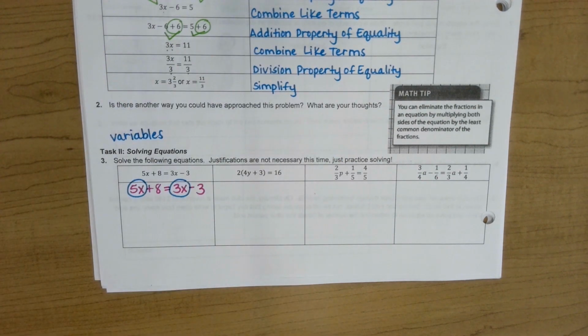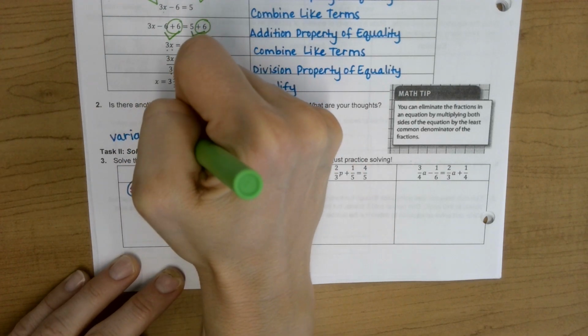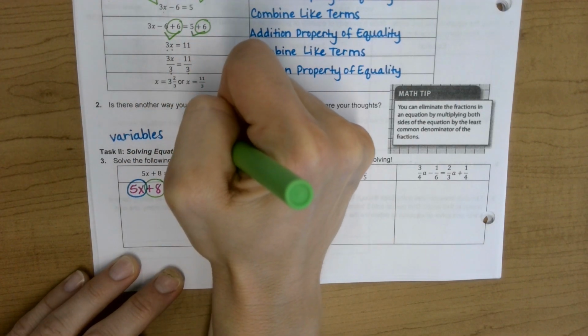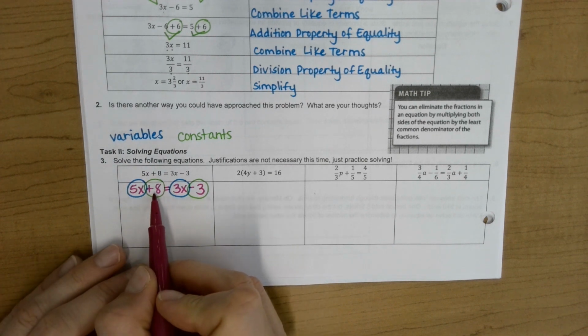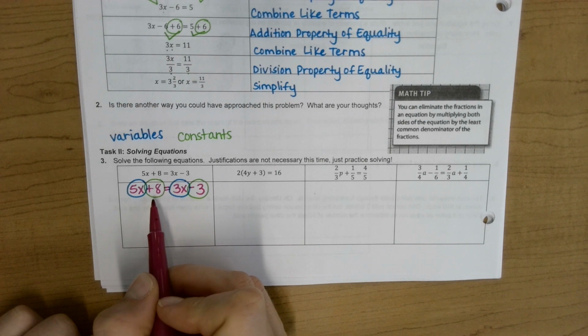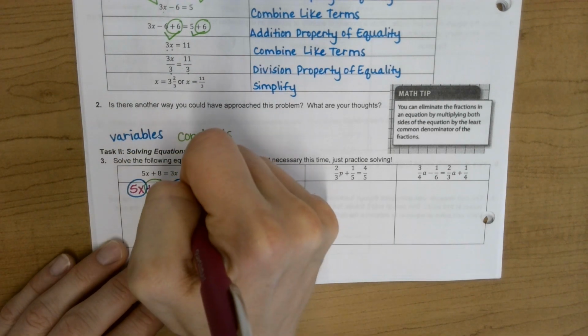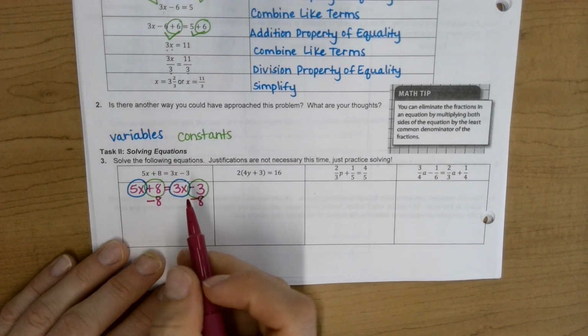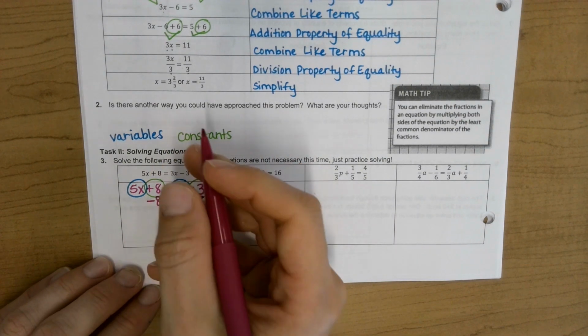And my constants, I'm going to circle in green. So it's up to you which one you want to choose. I'm going to start with my constants. So I'm going to move this plus 8 to the other side. In order to move it, I need to do the inverse operation. So I need to do minus 8 to both sides. And I write them directly below the constants because we want to combine like terms.